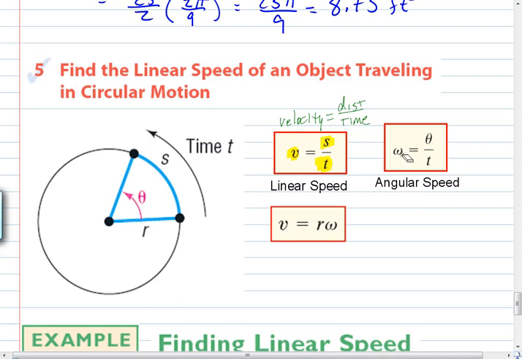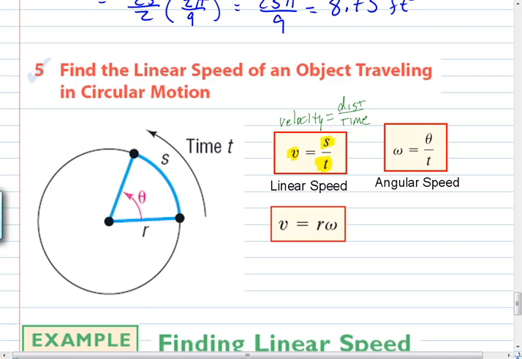So for angular speed, we use omega. You're going to learn a little Greek in this class. This is a lowercase omega. Omega is equal to theta divided by t. It's our angular speed, so it's the amount of the angle that we cover divided by time. Now, if we take these two formulas and put them together, we end up with linear velocity is equal to r omega.